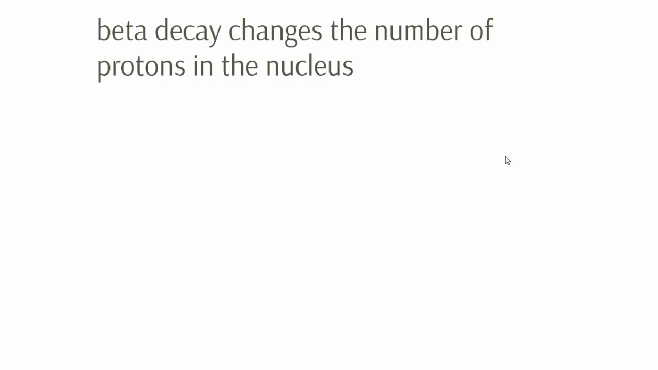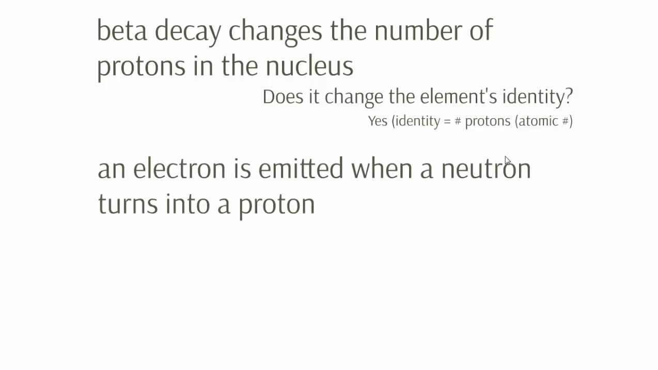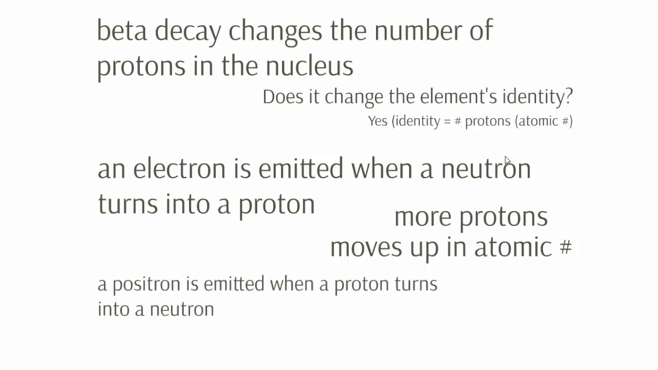And beta decay is going to change the number of protons in the nucleus because you either have a proton changing into a neutron or a neutron changing into a proton. So when you change the number of protons in the nucleus, does that change the element's identity? Yes, because the element's identity is based on the number of protons, aka the atomic number. So an electron is emitted when a neutron turns into a proton, and so you would then have more protons, so it becomes the next element up on the periodic table.